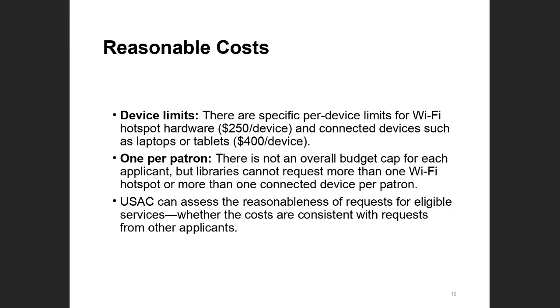For devices that don't have a particular limit, like the modems and routers, USAC will just assess whether or not the requests are in line with what other patrons or other libraries are requesting. So if it seems like the thing you're requesting is way more expensive than anybody else is asking for, they're going to give you more scrutiny. So you'll have to prove why, yeah, this is more expensive, but this is really what we need to get.